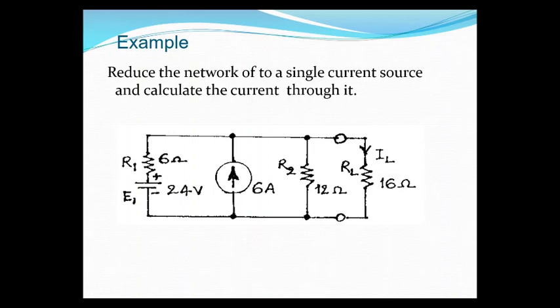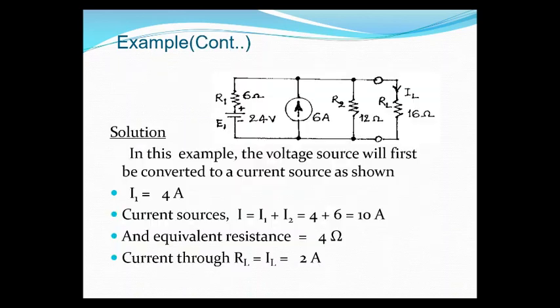So here 24 volts is in series with 6 ohm resistance. We can replace this with a current source. So here 24 by 6 is equal to, there is a current, that is I1. I1 is equal to 24 by 6, that is 4 amps. Now the 24 volts voltage source is replaced by a 4 amps current source in parallel with 6 ohms.